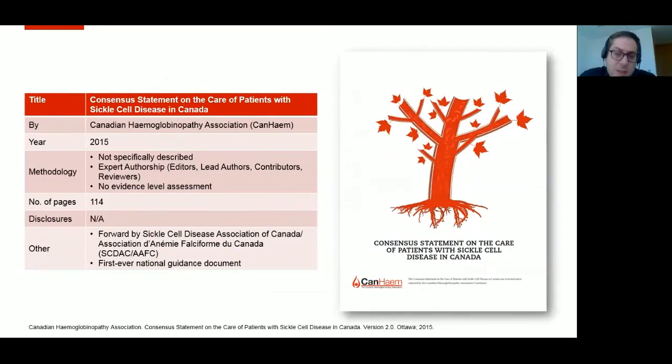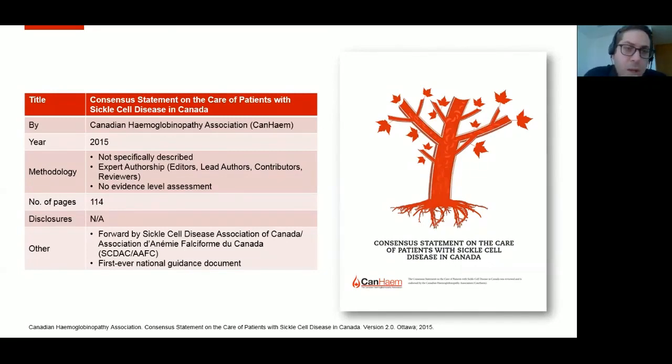This is the consensus statement on the care of patients with sickle cell disease in Canada, published in 2015 by the Canadian Hemoglobinopathy Association, CanHEM. It also had some endorsement and a foreword by the Sickle Cell Disease Association of Canada. It was the first ever national guideline document to be released on sickle cell disease specifically. You'll see that I will feature this table for each of the guidelines, and this is basically to try to look at them in a formalized, standard way.